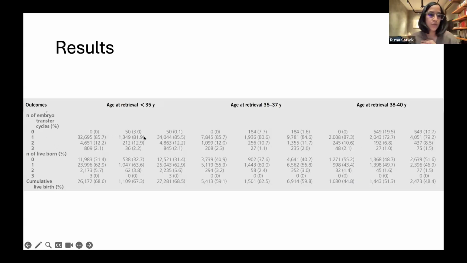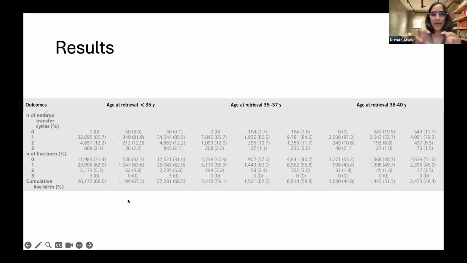So the first column, as you can see, there have been no embryo transfers in about 3% in this group, less than 35, 7.7% in 35 to 37, and almost 20%, 1 out of 5 women, underwent no embryo transfers in the 38 to 40. And that is a significant figure. Just wrap your head around that, that this many women will not have any embryo transfers, right? For the other group, which is not having any PGT intervention, it remains at 0, 0, 0.